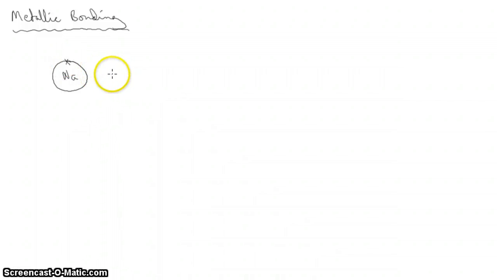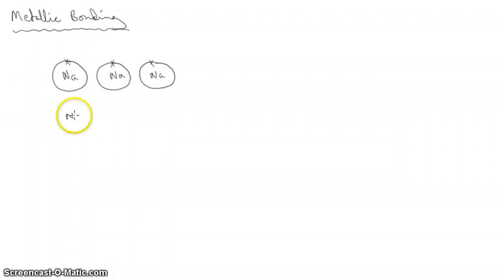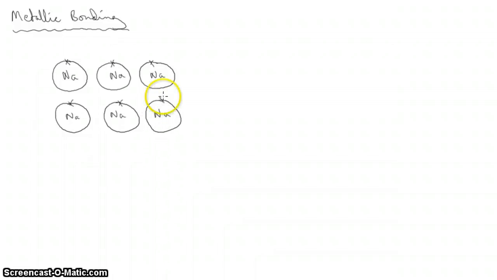Well, in a big lump of the metal, there'll be literally billions of sodium atoms close to each other. I'll just have sort of 6. So this represents a small piece of sodium metal. Now, at the moment, there's nothing holding those atoms together, so they just separate.